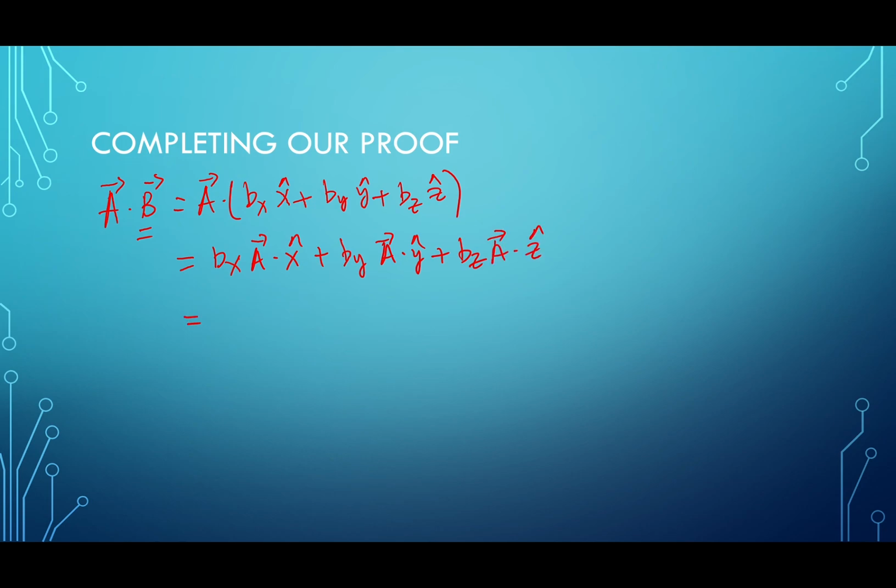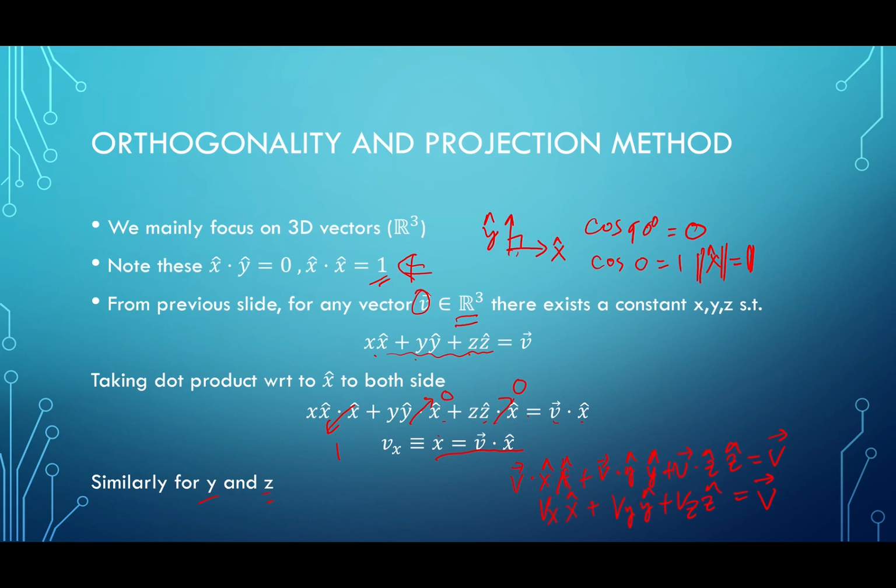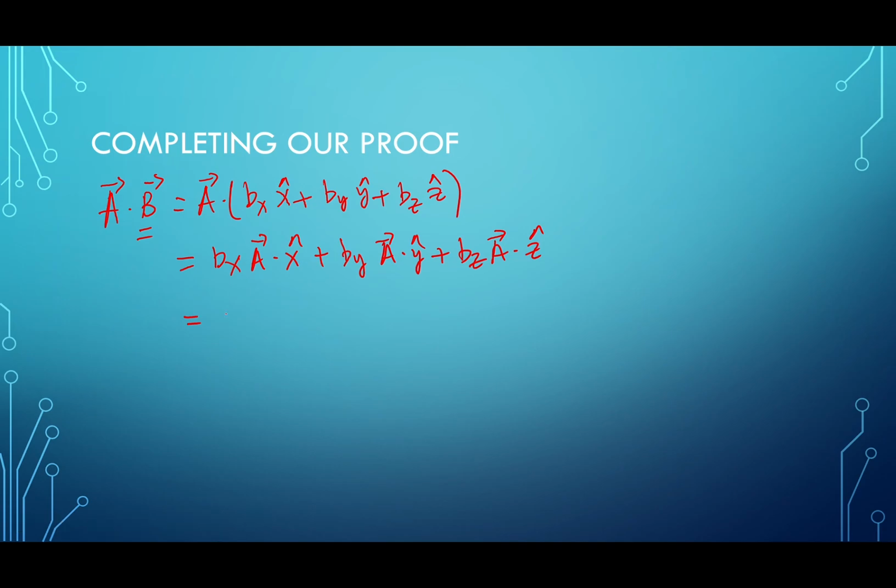And from the previous slide, we defined the components of v as the dot product of v with respect to the unit vectors. So here we can write it as Ax, right? Here as Ay, here as Az, right? And by the commutative property of multiplication, we just write it as Ax Bx plus Ay By plus Az Bz, which is the algebraic definition of the dot product. So we complete our proof here.